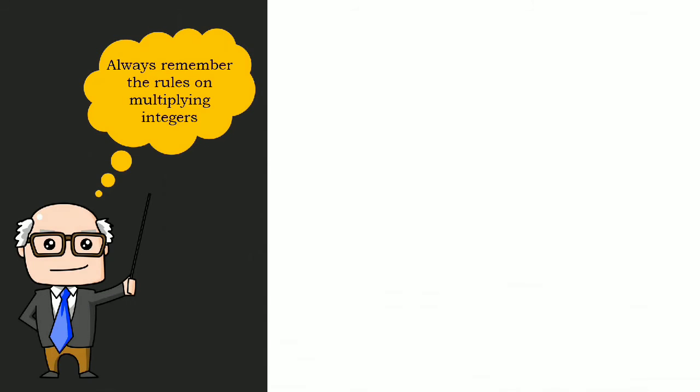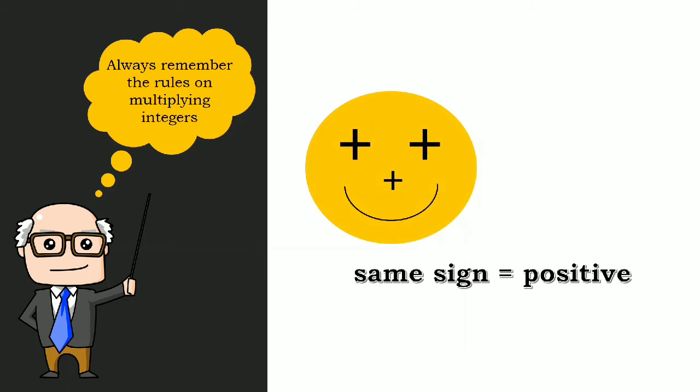Remember, always remember the rules on multiplying integers. Huwag pong malilito. Same sign is equal to positive. Yan po. Mas madali pong makita. Pag positive daw po yung isa at positive yung isa, ang product natin ay positive.